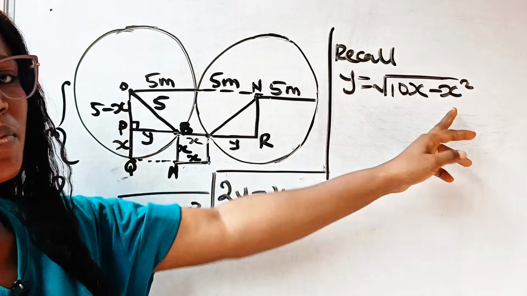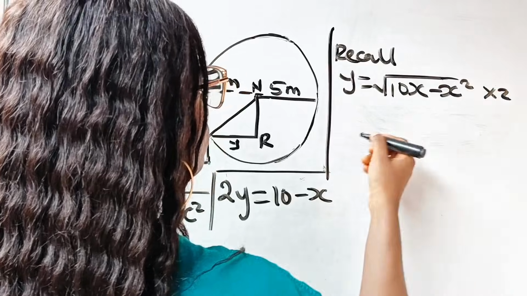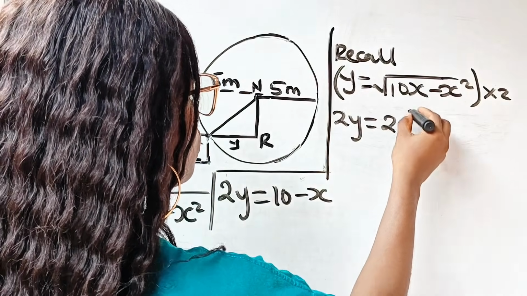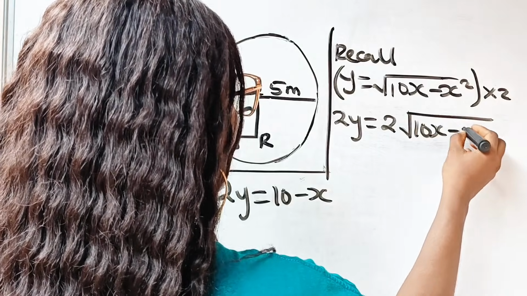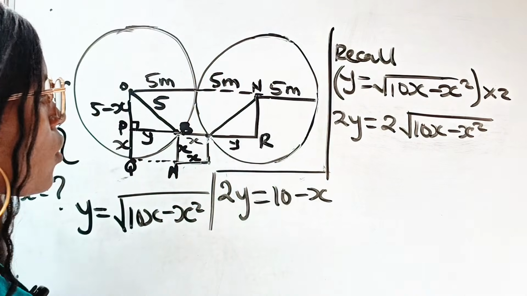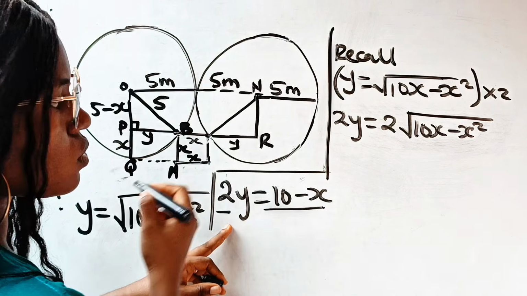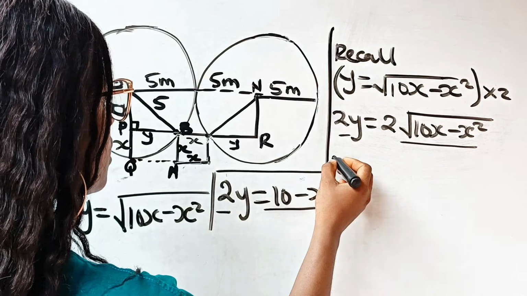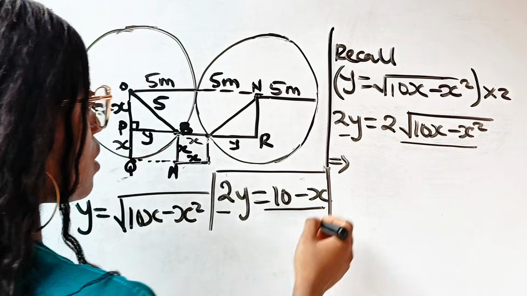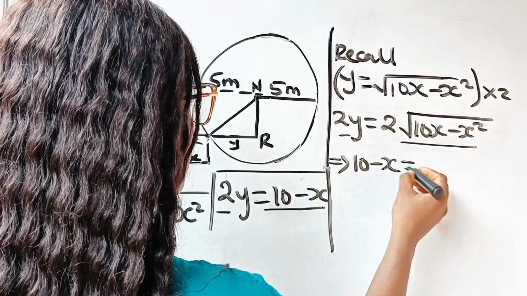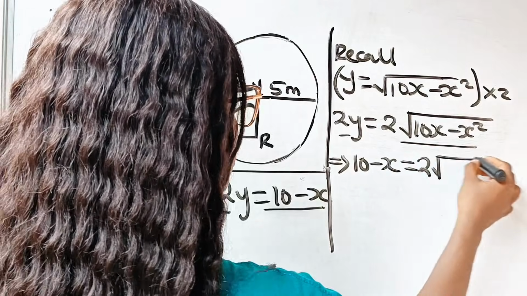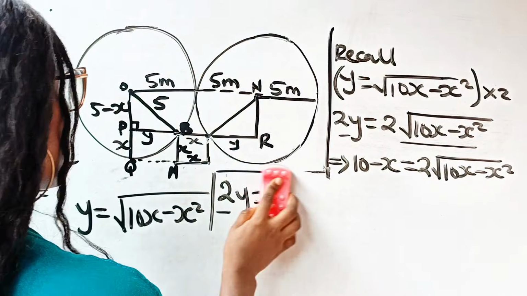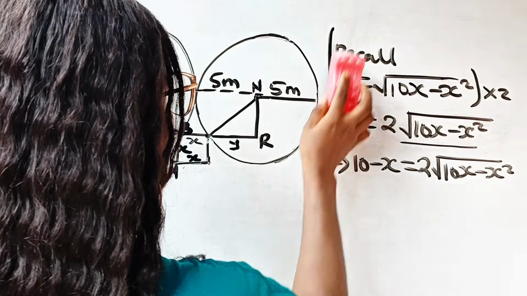So if we multiply this by 2, we will have 2y is equal to 2 root 10x minus x squared. Okay? But you can also see that 2y is also equal to 10 minus x. So this implies that we can write that 10 minus x is equal to 2 root 10x minus x squared. Okay, so permit me to clean everything because this is what we need.